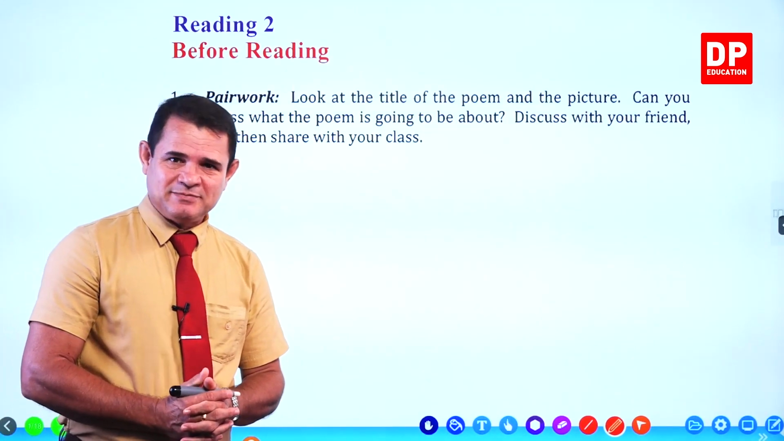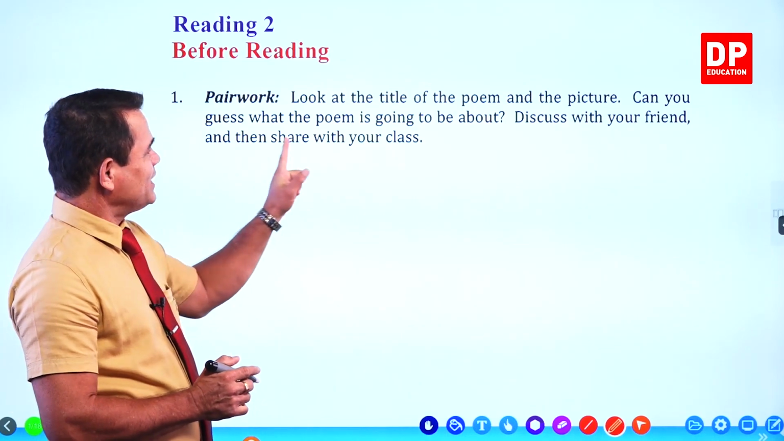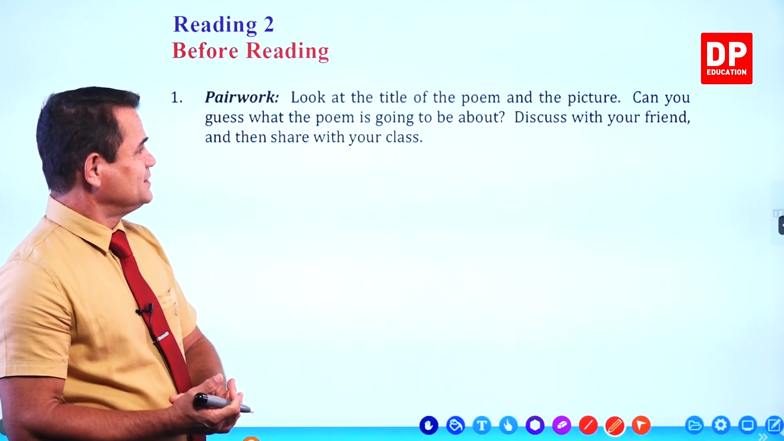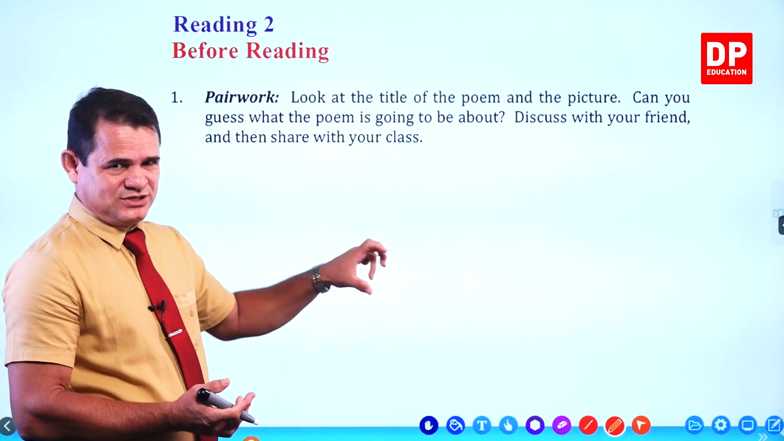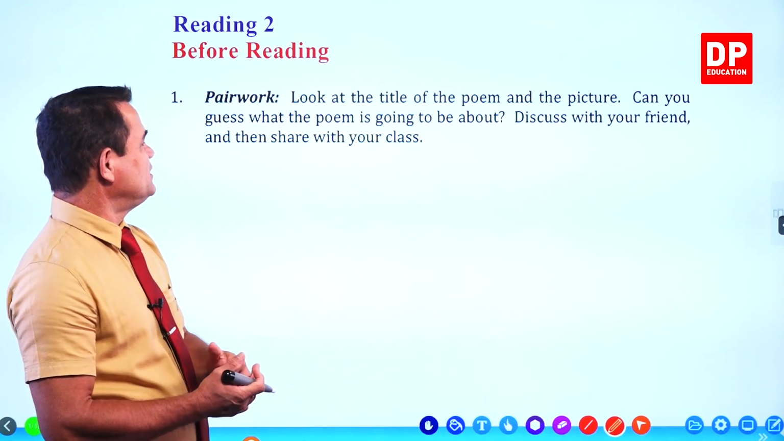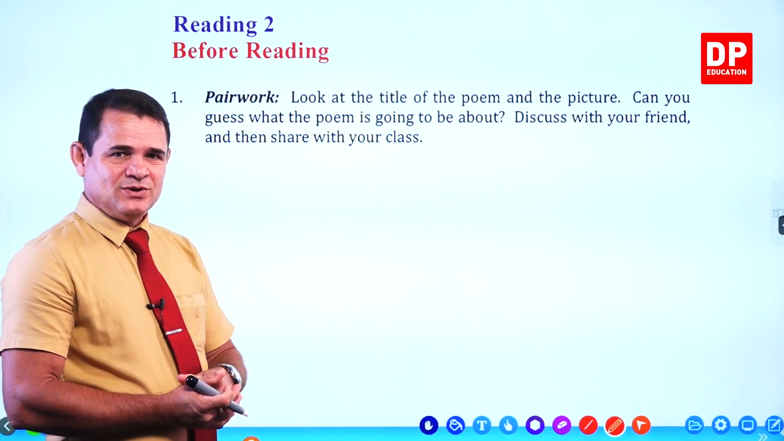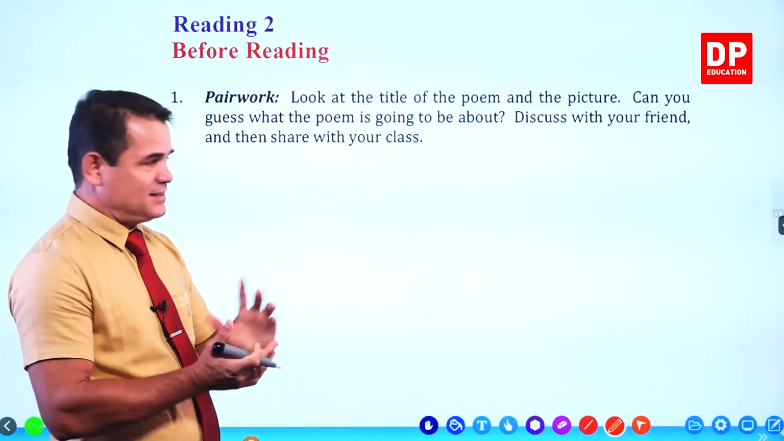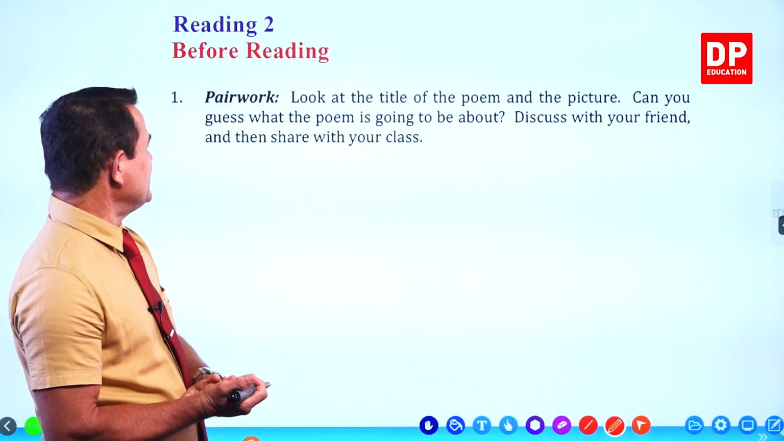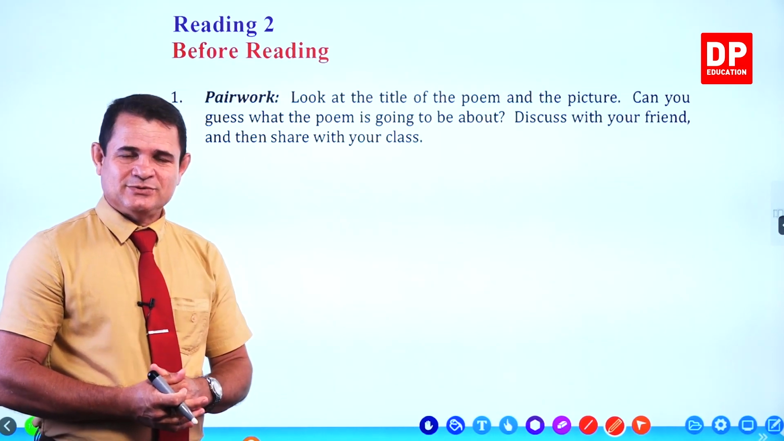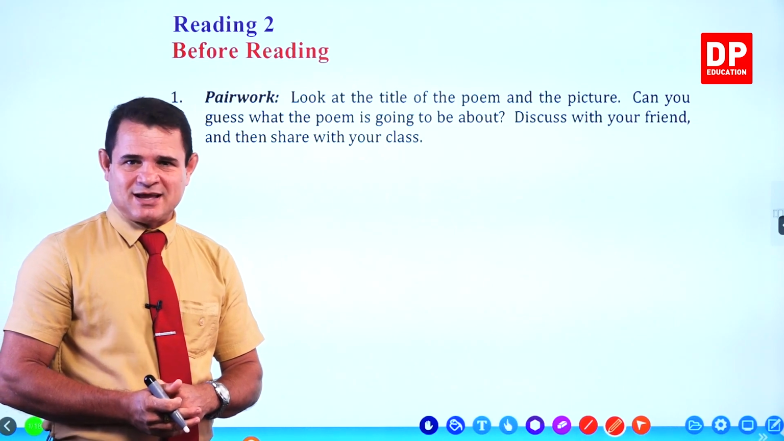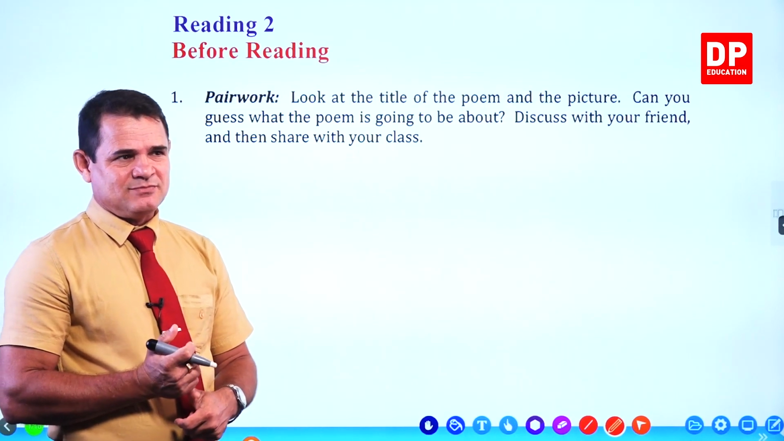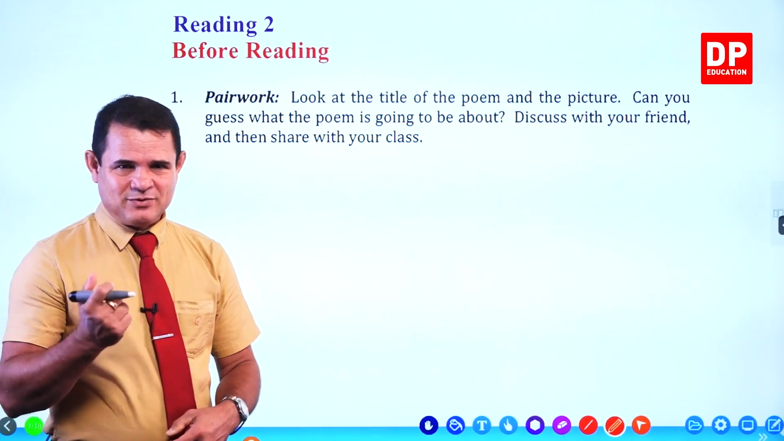Right, now there is a pair work, that is, look at the title of the poem and the picture. Can you guess what the poem is going to be about, looking at the title and the picture? Discuss with your friend and then share with your class. So now we'll have a look at the title and the picture, also some new words that you find in the poem.